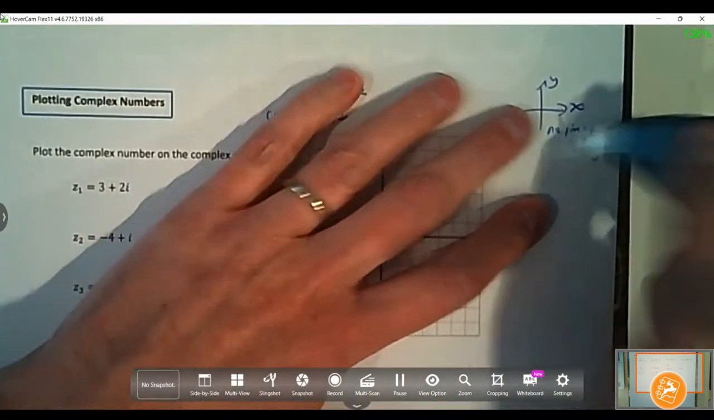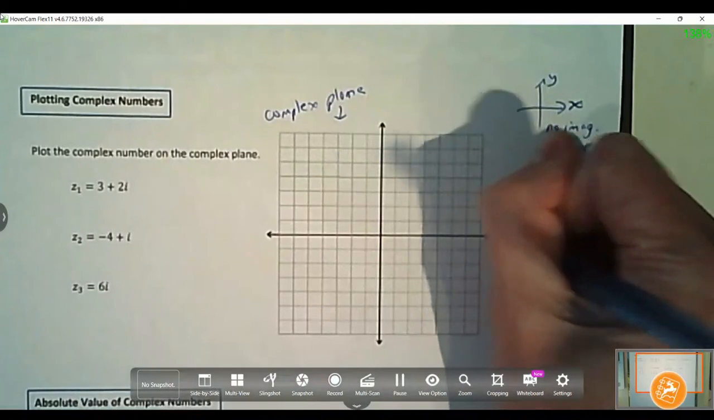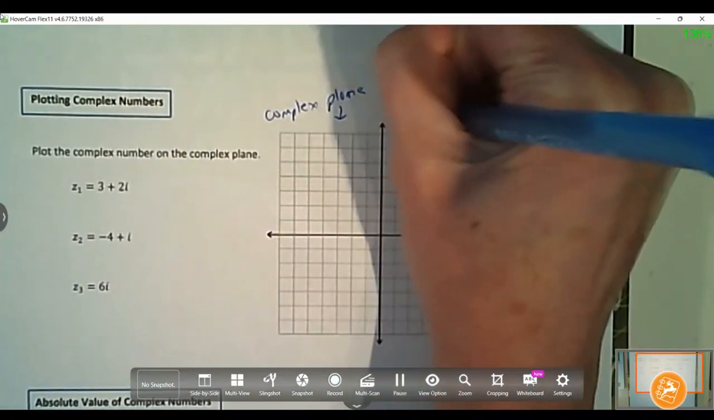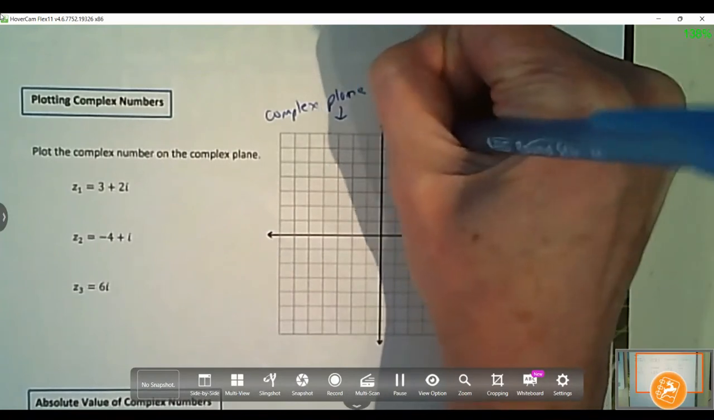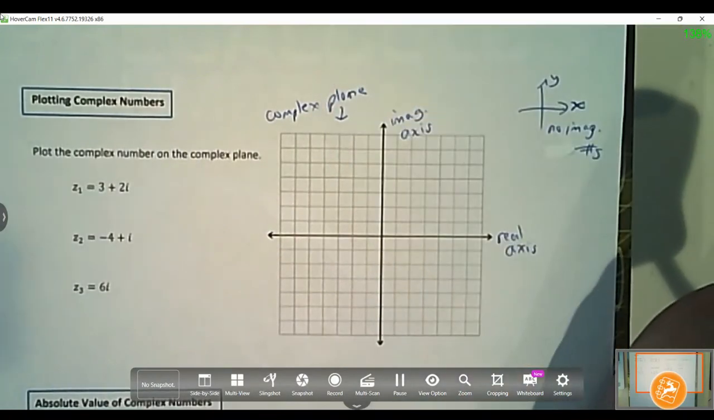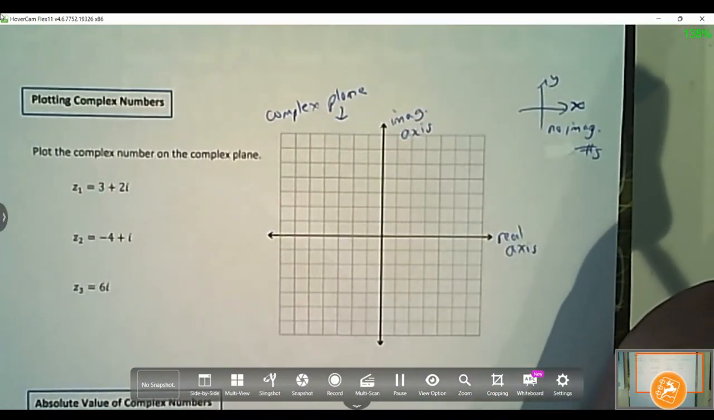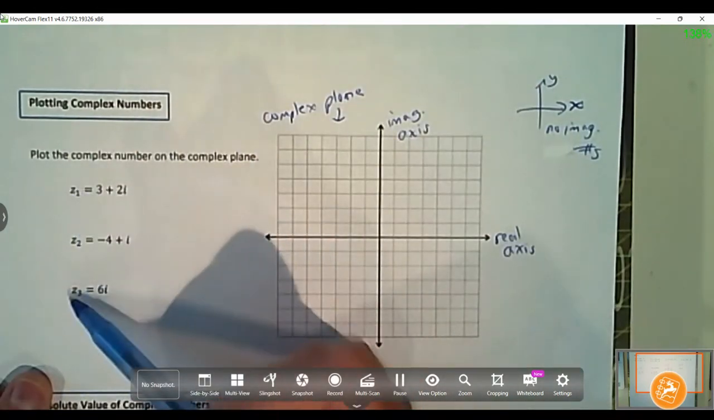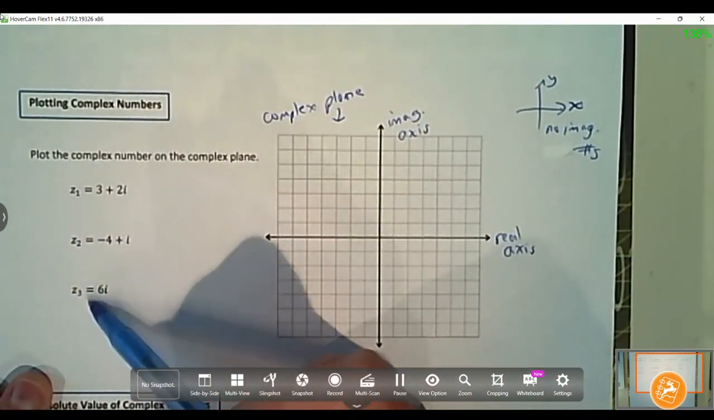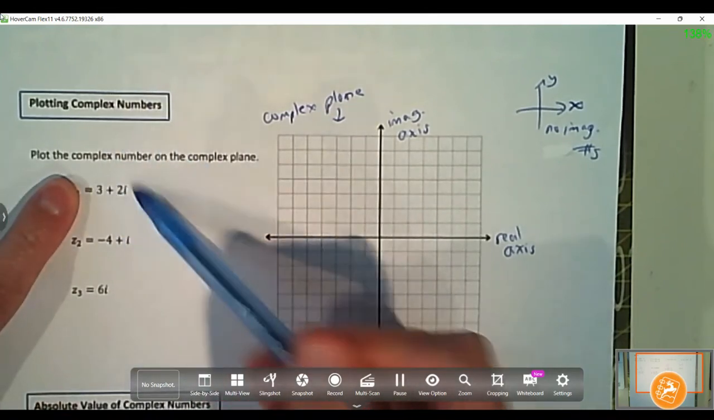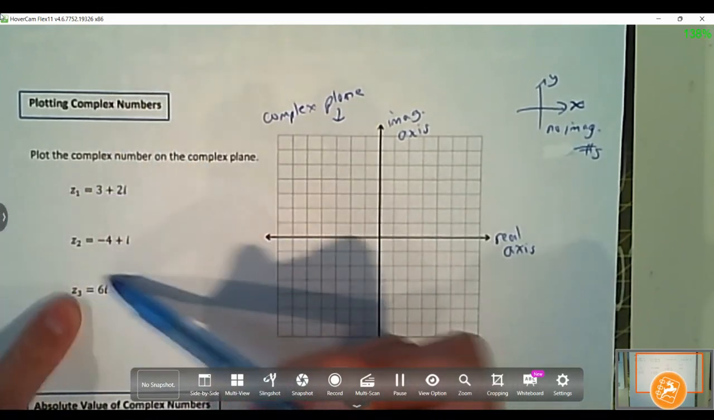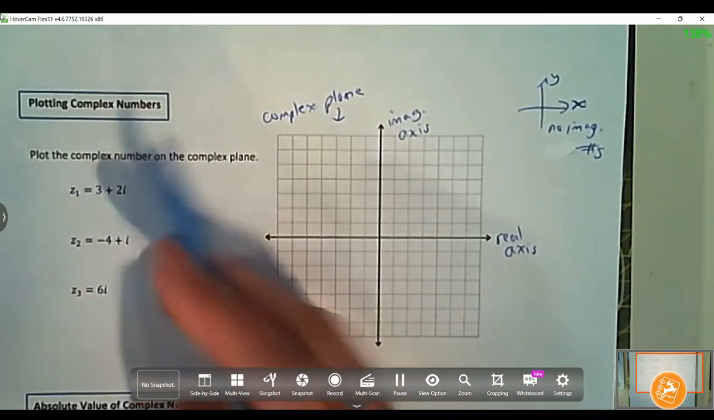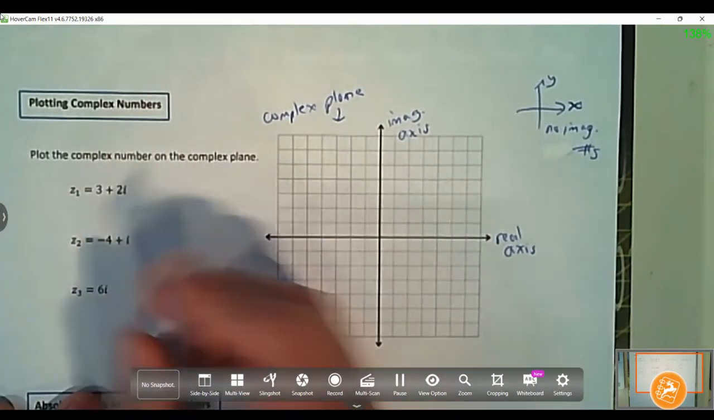And what we have on the complex plane is our real axis and the imaginary axis. The real axis is horizontal, the imaginary axis is vertical. And if we want to plot our first number here, and again, I just called them z sub 1, z sub 2, z sub 3 to give them labels. I could have just as easily called this number A, this one B, and this one C, just as labels like in the last video. But using subscripts is a good way to do this here.